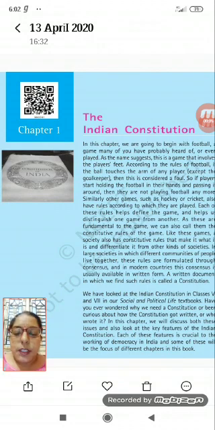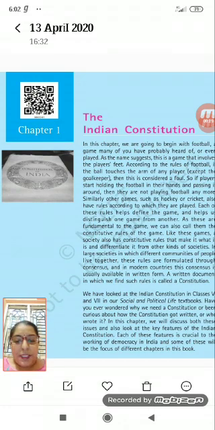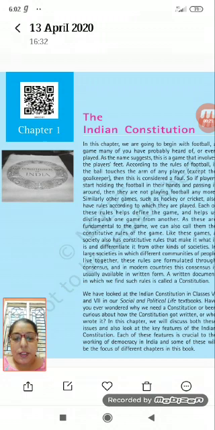Today I am going to start with the lecture of Class 8 Civics Chapter 1, the Indian Constitution. In this chapter, we are going to talk about the meaning of the Constitution. Then we will be discussing the purposes of the Constitution and why a country needs the Constitution. And at last, we will talk about the key features of the Indian Constitution.